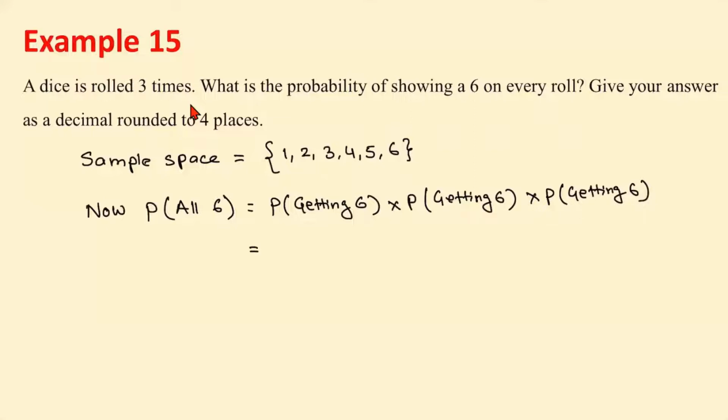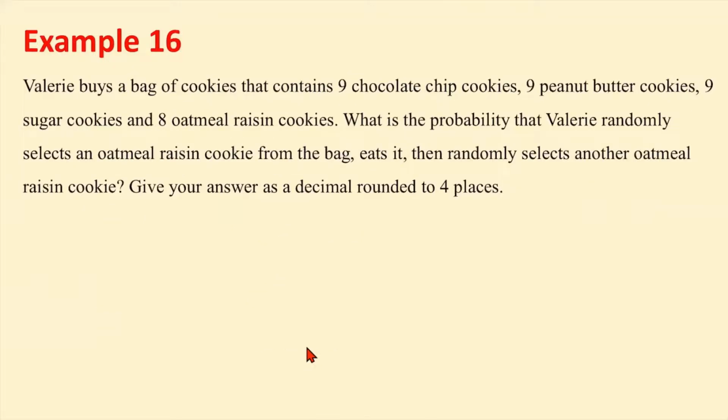Each time you roll the die, the probability of getting 6 is 1 out of 6. So it is 1/6 times 1/6 times 1/6, which is equal to (1/6) cubed, or if you simplify that, 0.0046. So the probability of getting 6 all 3 times will be 0.0046. Number 16.